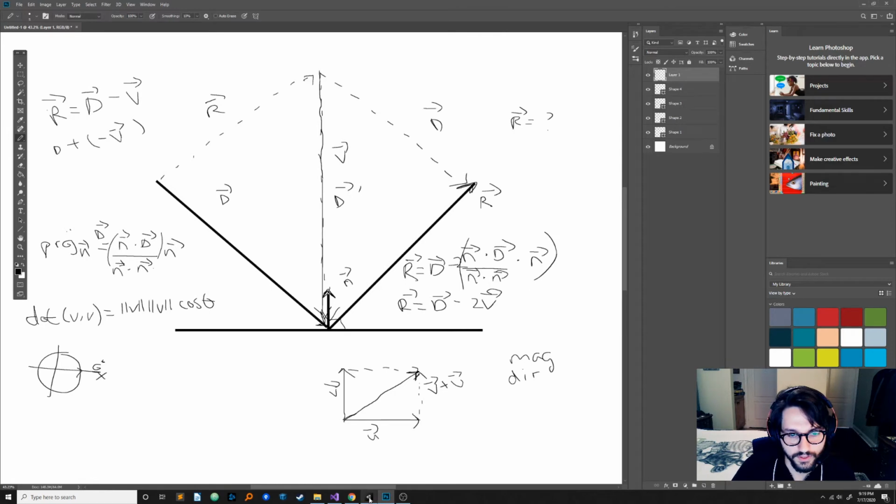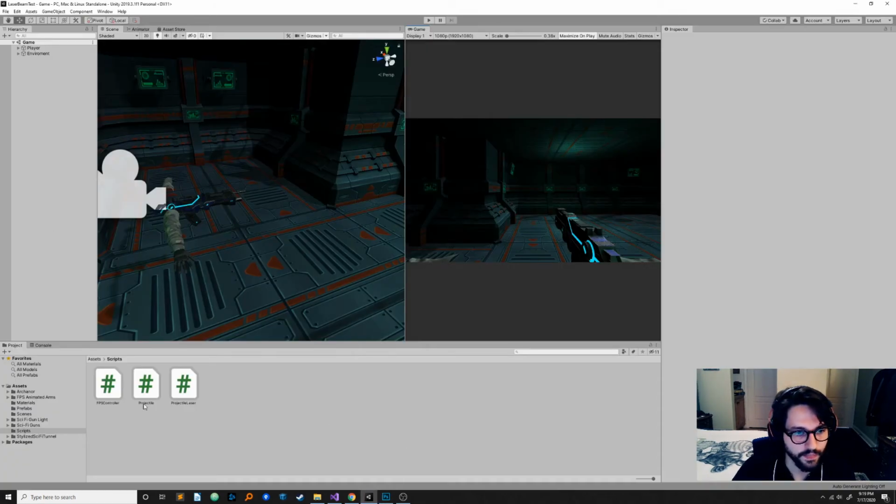All right, so let's jump into Unity. I have these two scripts here. One is the bouncing script, and the other one is just a basic projectile script. So I'm going to update a prefab I have.